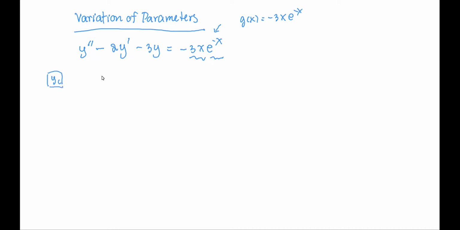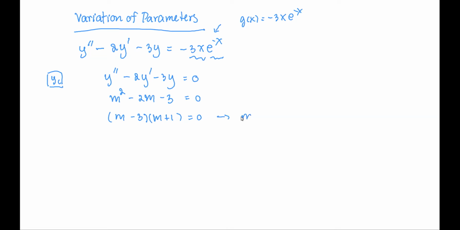from the associated homogeneous equation y double prime minus 2y prime minus 3y equals 0. The auxiliary equation is exactly the same way: m squared minus 2m minus 3 equals 0. Factor completely: m minus 3 and m plus 1 equals 0. So far so good. I'm sure you are very comfortable with the homogeneous equation solution.